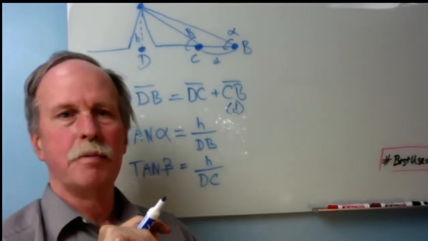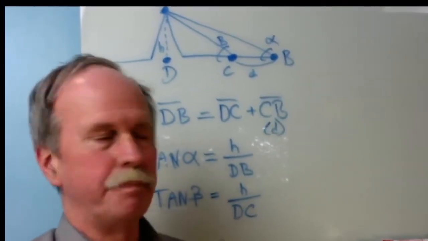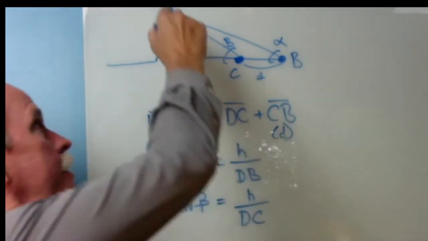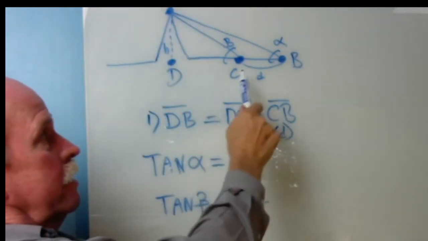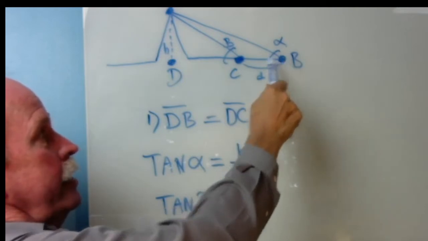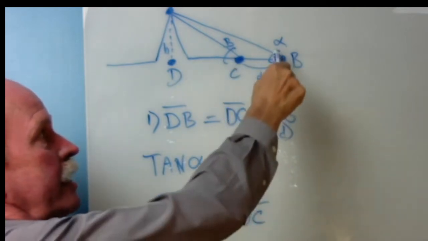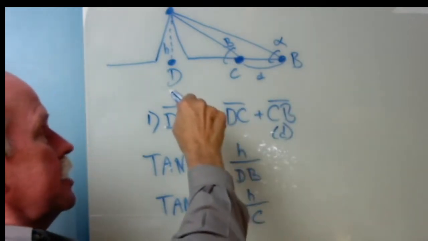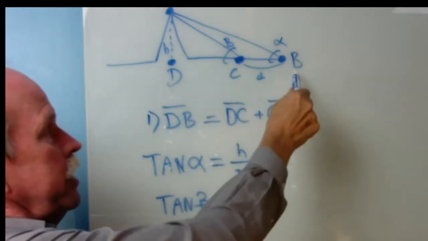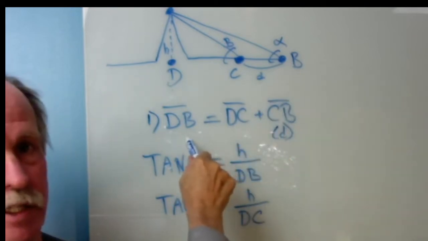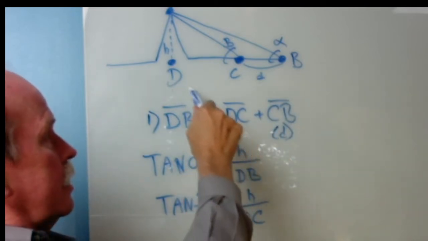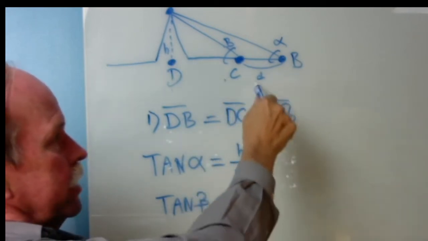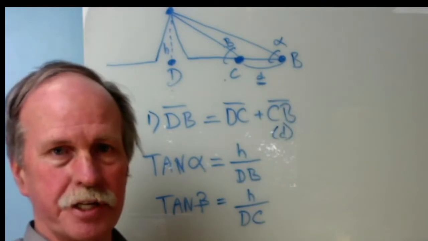Okay, let's start the problem off by figuring out some things that we know. I've rewritten our diagram up here. Again, here's the height of the mountain, here's our point 1 and our point 2. That's the angle alpha, and that's the angle beta. Now, the total distance from D to B, the line segment DB, is going to be DC plus CB, which is actually our little d right here, our little measured distance.